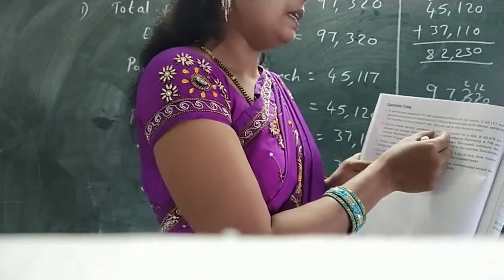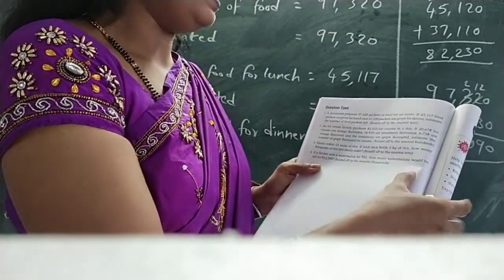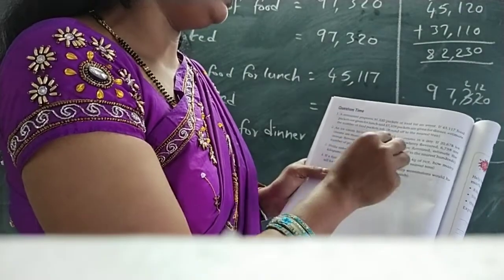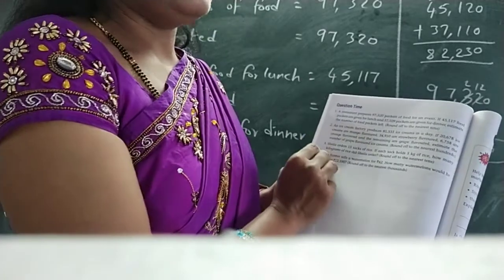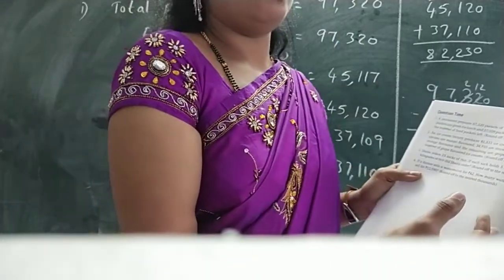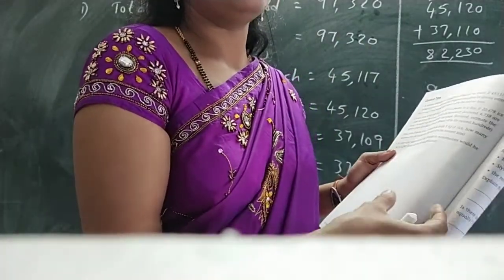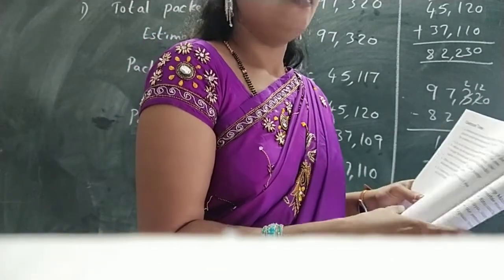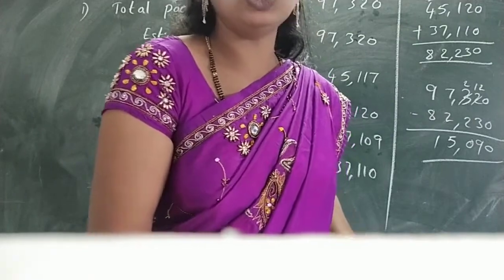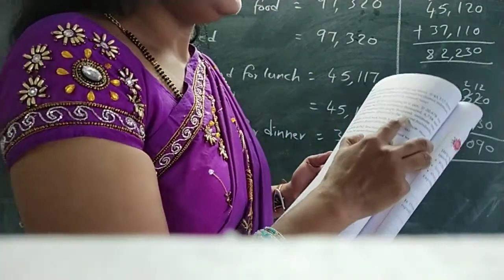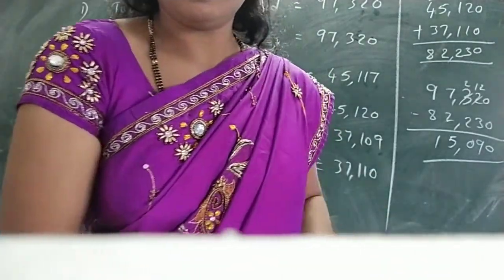Here total ice creams are given. In that total, mango flavored, strawberry flavored, and orange flavored ice creams are given, and the remaining are grape flavored. What are the remaining grape flavored ice creams? You have to find it. Which one, actual value or estimate value? You have to find the estimate value. Okay children? So round up to the nearest hundred is given here.